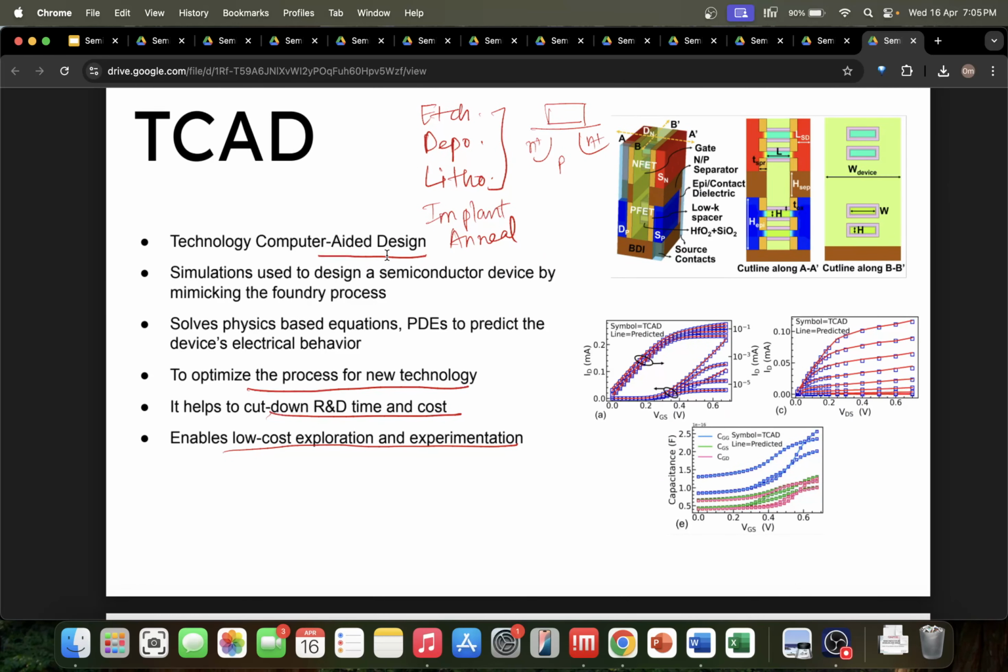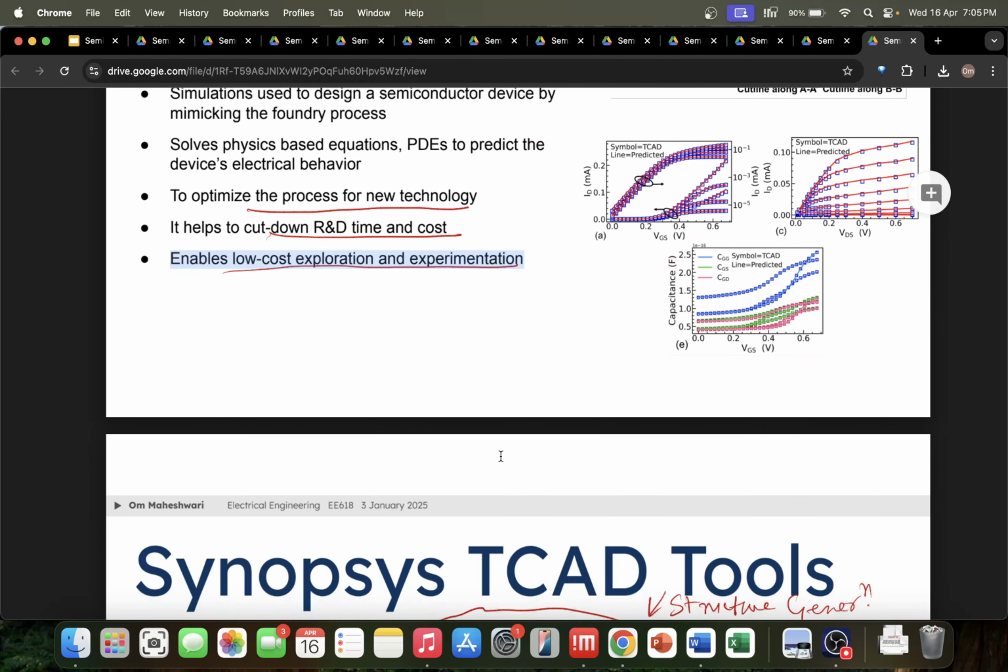So what is TCAD? Technology computer-aided design. It solves physics-based equations and partial differential equations to predict the device's electrical behavior. It is used for optimization of process for new technology. It cuts down on R&D cost and time and enables low-cost exploration and experimentation.